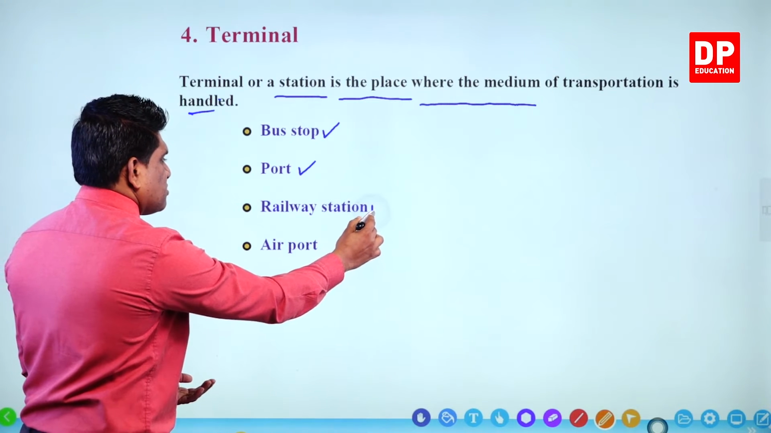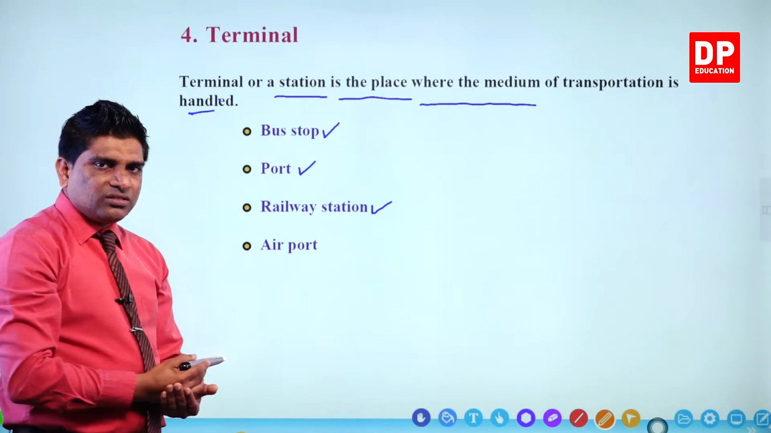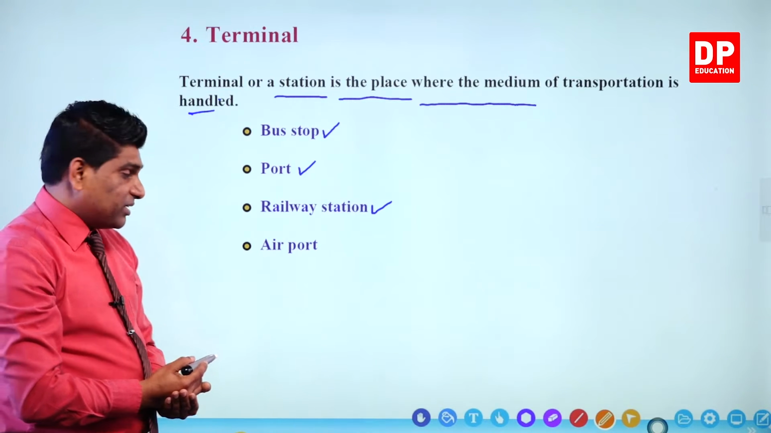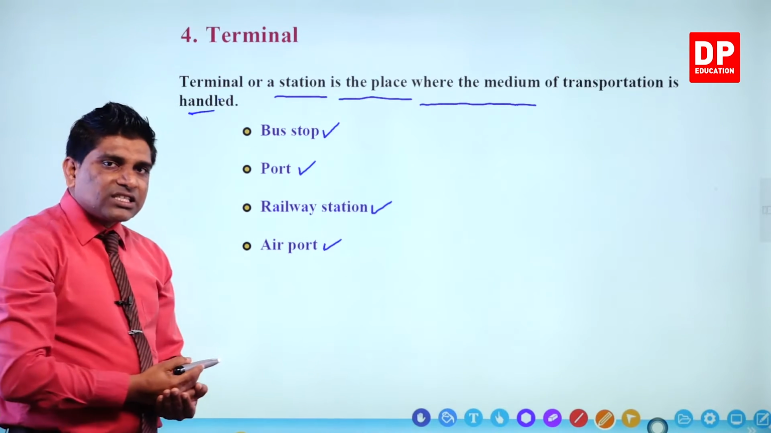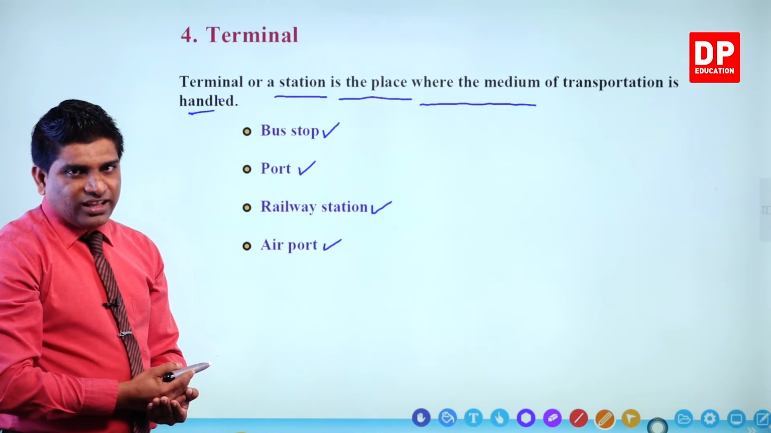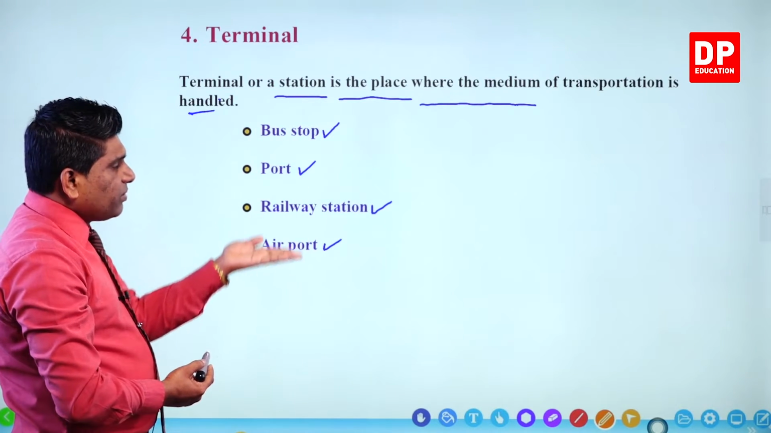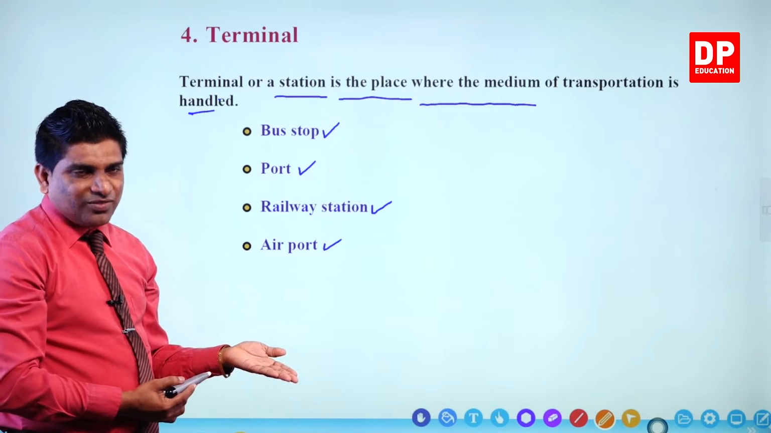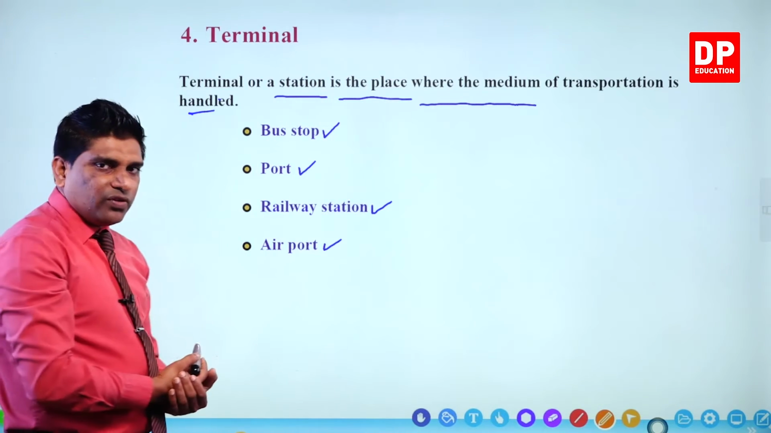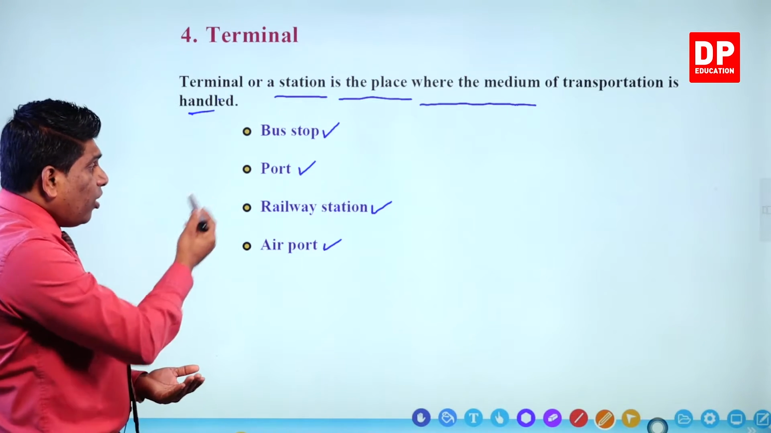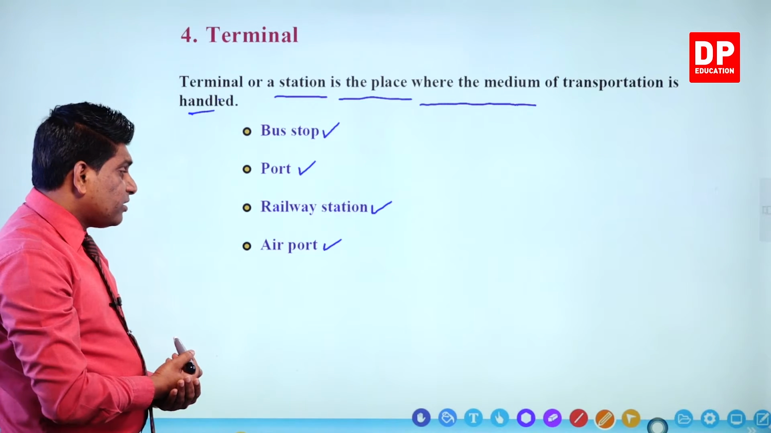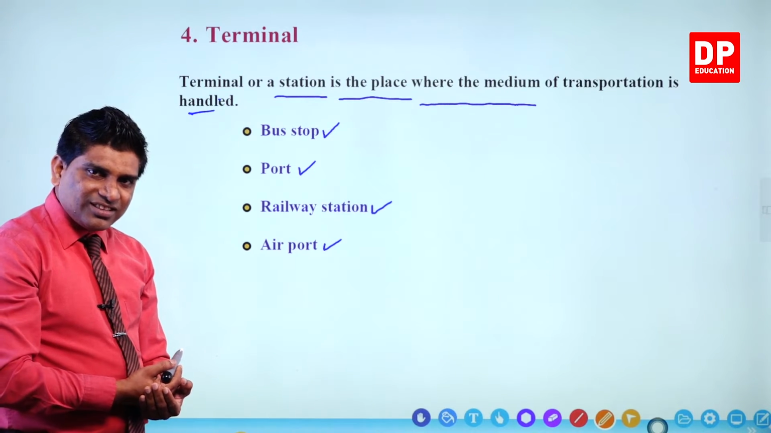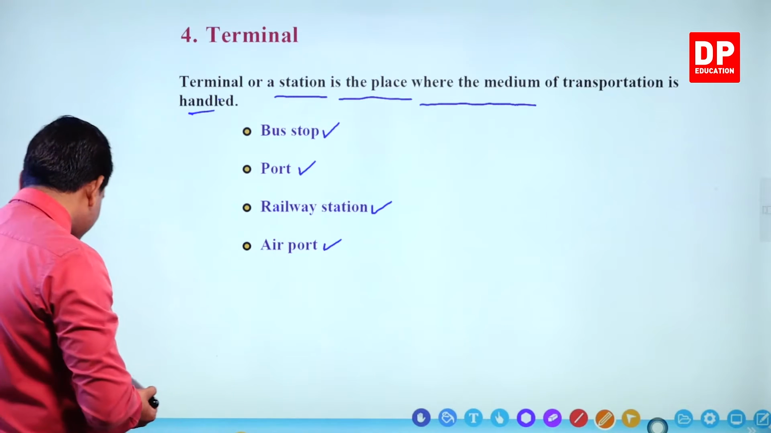Railway station is the other terminal. Airport is the other example for the terminal. These are the examples for different terminals. What are they? Bus stop, if not bus stand, port, the other one railway station, the other one airport. I think you understood well, right?